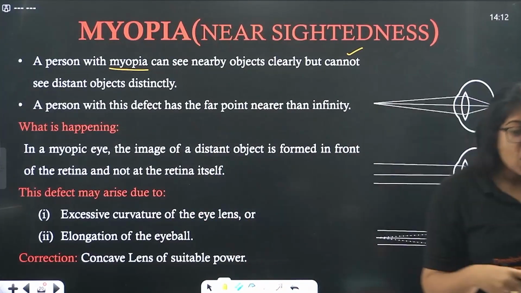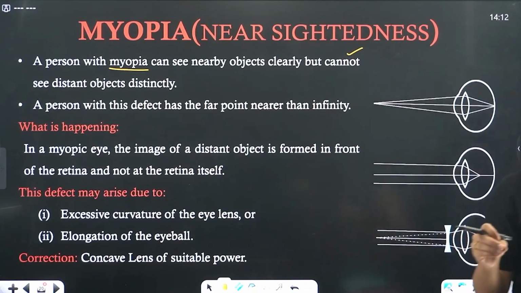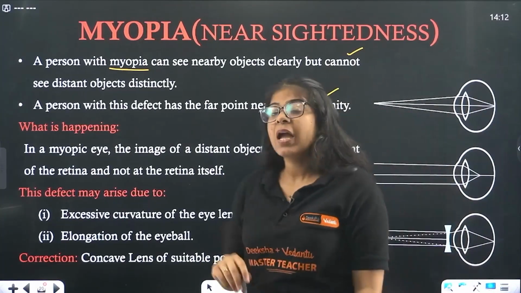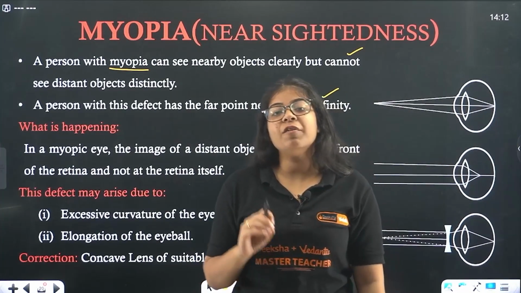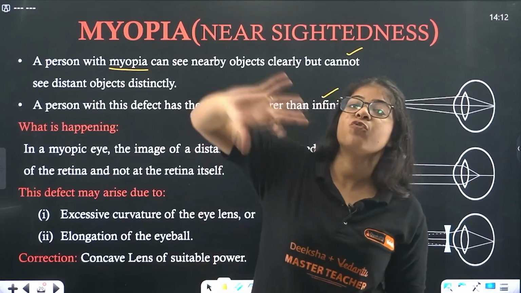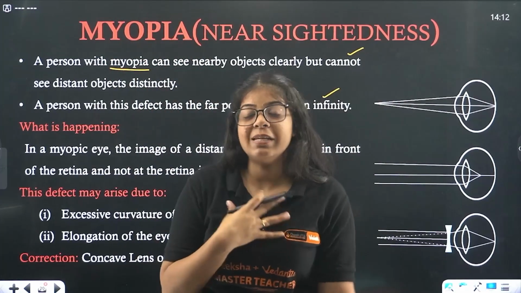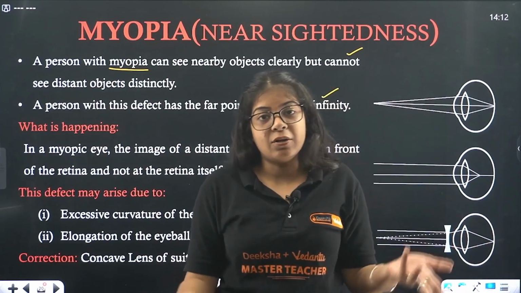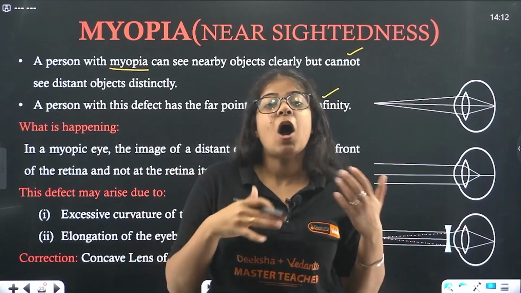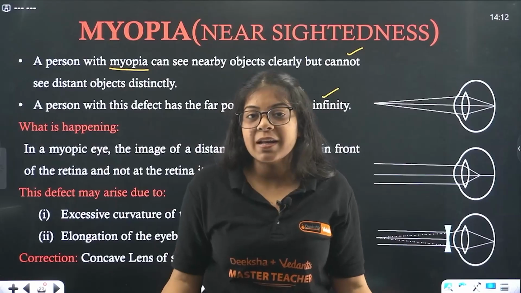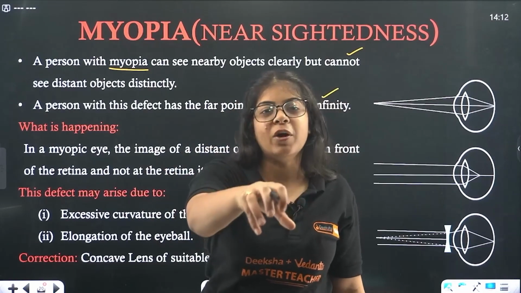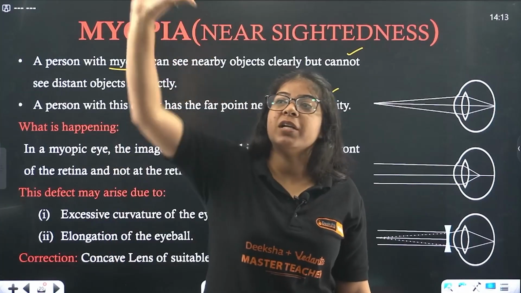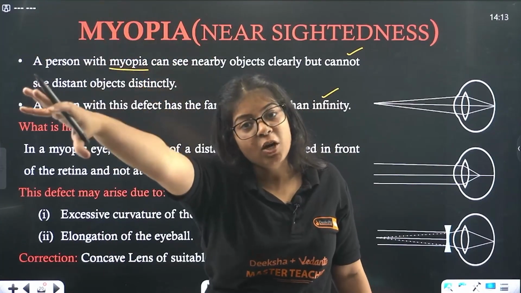Done? Now, a person with this defect, beta, has the far point nearer than infinity. What does this mean? We just saw that the far point of a normal, healthy eye is infinity. I should see infinity objects very clearly. But I cannot. That's why I'm wearing specs. Now, how far can I see objects clearly? That will be my far point, my personal far point. In a normal healthy human eye, the far point is infinity.